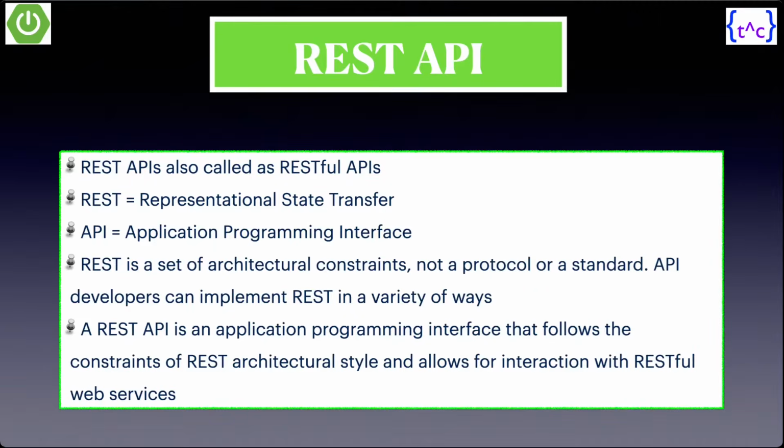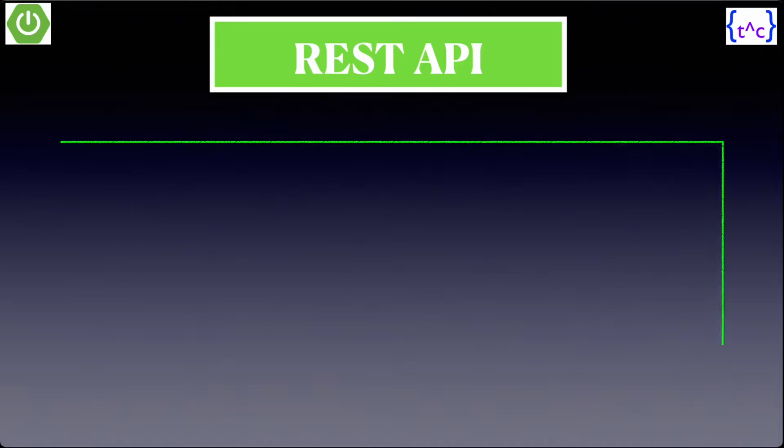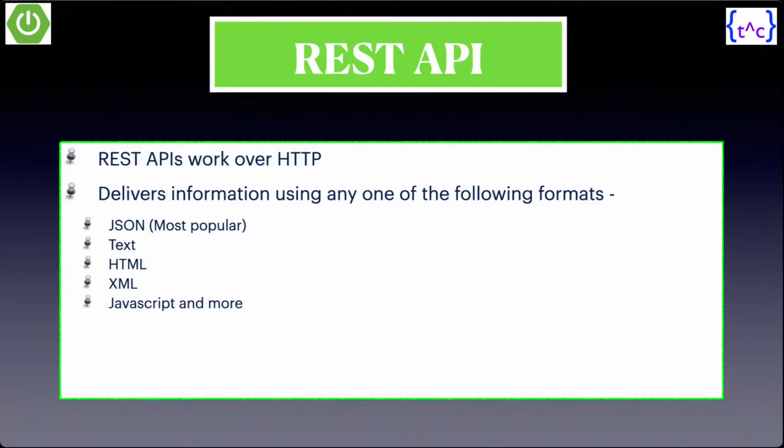So for implementing REST APIs, the API developer should follow the set of architectural constraints provided by REST, and only then will that particular API be called a REST API. All right. So some more key points for REST APIs which you should know. REST APIs work over the HTTP protocol. So that means whatever operations are supported by HTTP should be supported by REST APIs. For example, GET request.